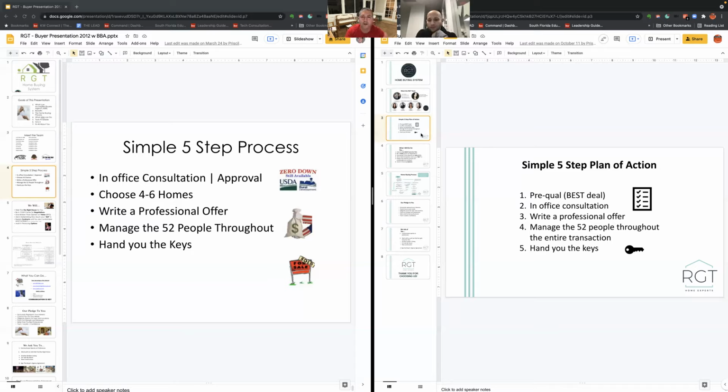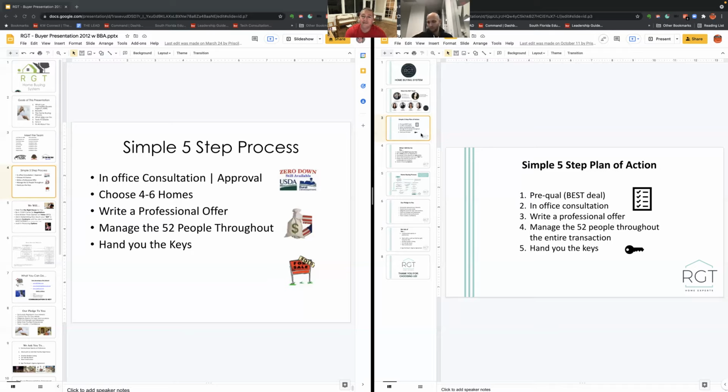Once we write a professional offer and you have me negotiate like a bulldog, we go into what's called escrow. And that's where we will manage the 52 people. Robin, did you know 52 people are employed the moment we go under contract? That's a lot of people. It is, and that's a National Association of Realtors statistic. Robin, if one of the 52 people fall out of line, the deal falls apart.